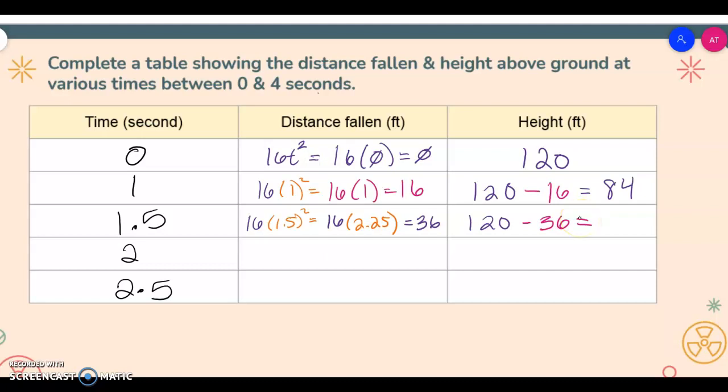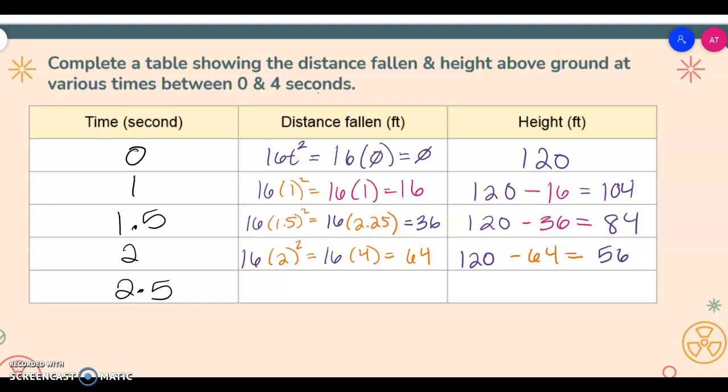Whoops, sorry, I already got ahead of myself. It's 84. This one up here, sorry, I messed up. It's 104. I got a little too excited. So now I have 16 times 2 squared. Well, 2 squared is 4. So I'm going to multiply 16 times 4, and that is going to give me 64. So again, subtract 120 from 64, because remember it's falling, and that's going to give me 56.